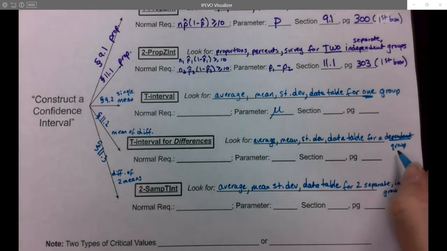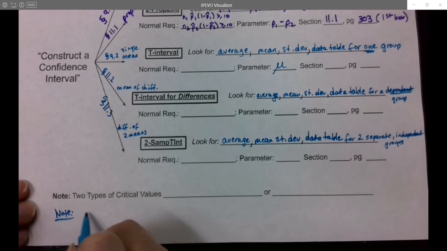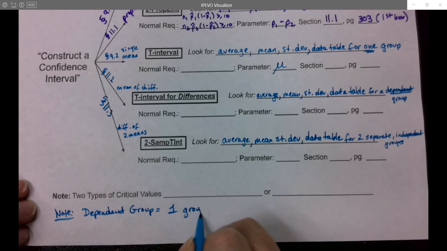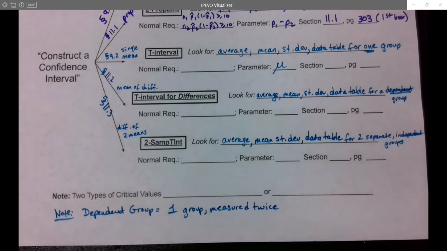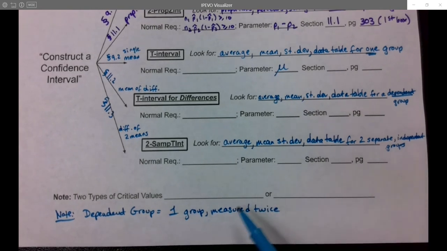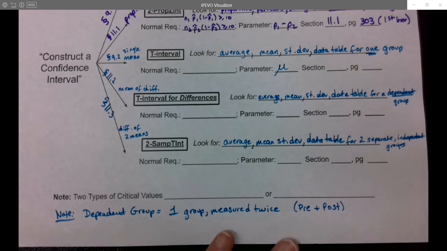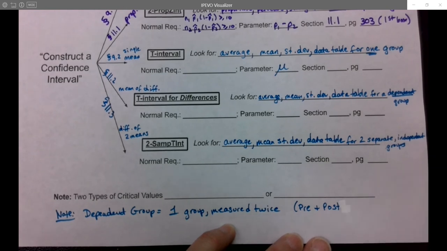So a dependent group is, of course, oh, and I guess I can put that down here. Dependent group, so note, dependent group is one group measured twice, like before and after. Husbands and wives, brothers and sisters, right? They're related to each other. So it's one group of relatives and you measure each relative. Or before and after, pre, post is the most common one, for example. But it's not the only type. So pre and post, relatives, people that are related to each other, so that's another common one.